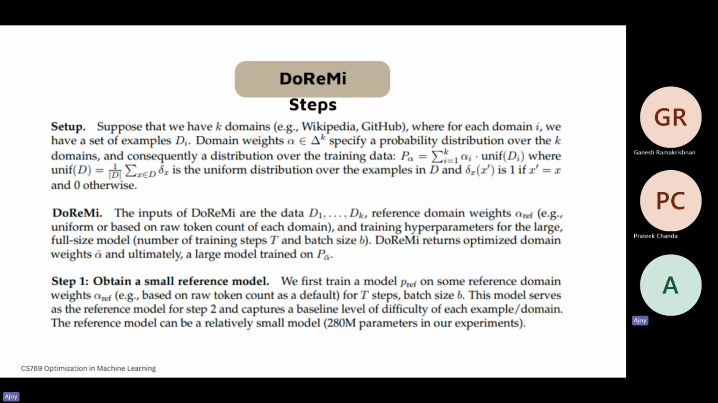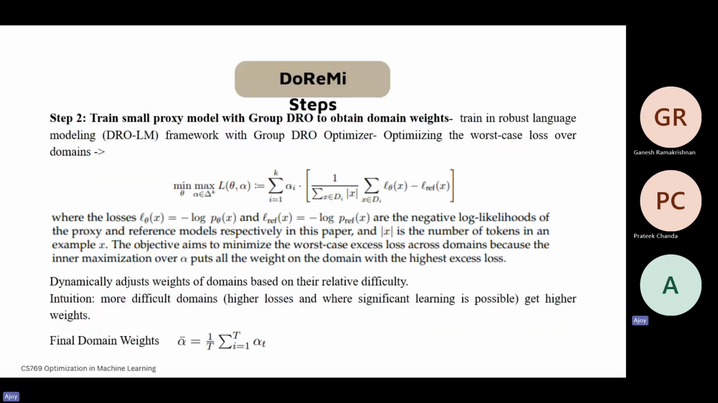Okay, so the whole setup over here is, as I said earlier, we have different domain weights that we begin with. Step one is taking a small reference model, where we train a small model for the reference domains, which will be different for the different data sets.